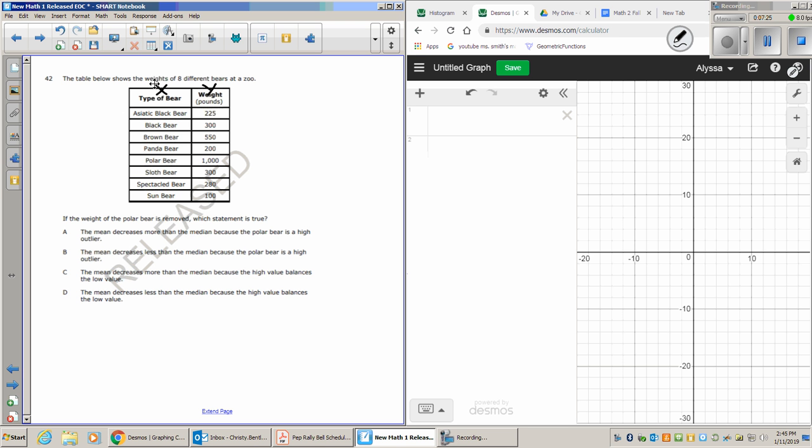A says the mean decreases more than the median. B says the mean decreases less than the median. C, the mean decreases more than the median. And D, the mean decreases less than the median.